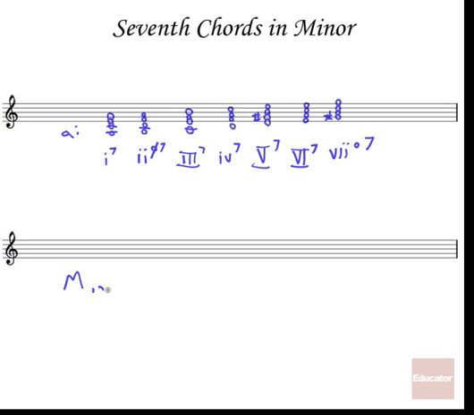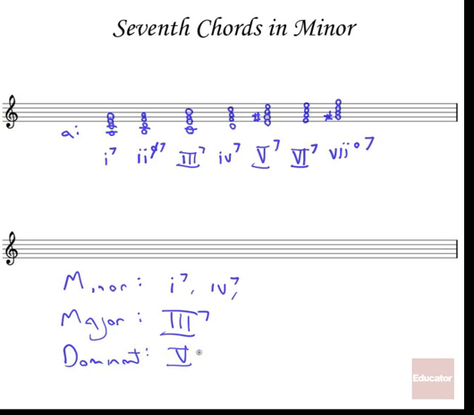So again, in minor, minor 7ths are on the 1st degree and the 4th degree. And then major 7ths are on the 3rd degree, and then we have dominant 7th on 5. And then we have these two diminished chords, and we'll talk about the different qualities of them coming up next. So we have this one on 2, and then the one on 7.